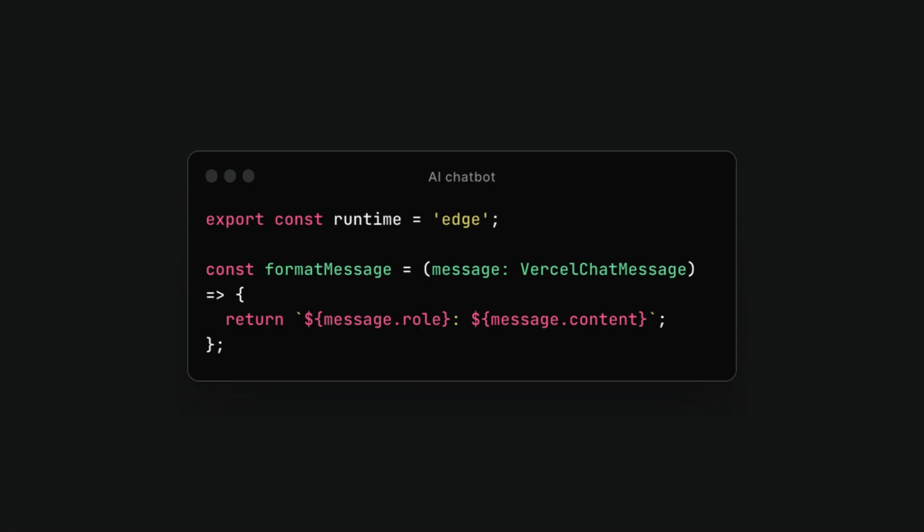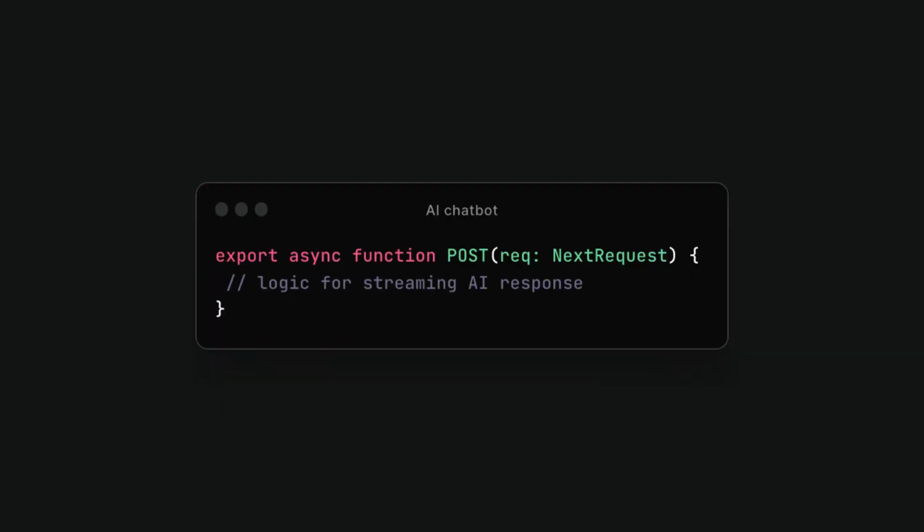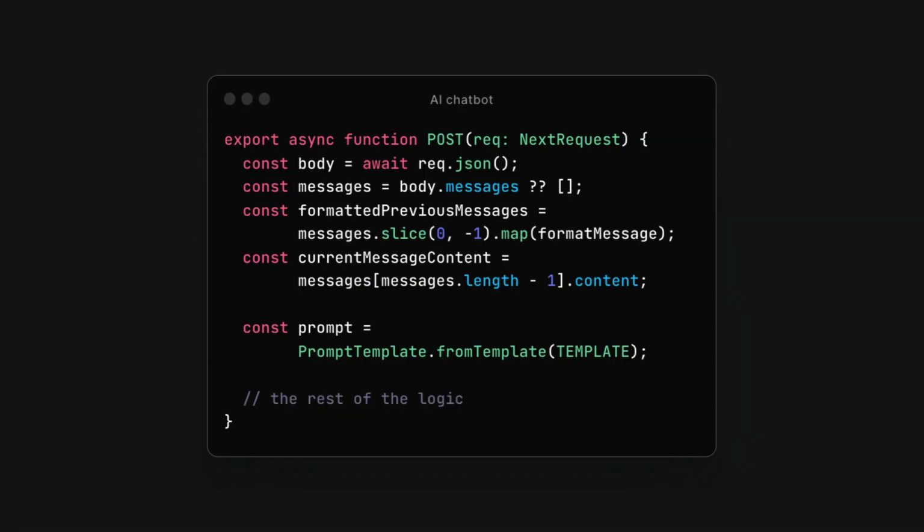The time has come to create a template for the prompt. According to the prompt engineering concepts, we set a role and give clear instructions with a history. Then we set a standard post request with which we'll get messages from the body and format them. The logic takes previous messages as a history and current message as an input.